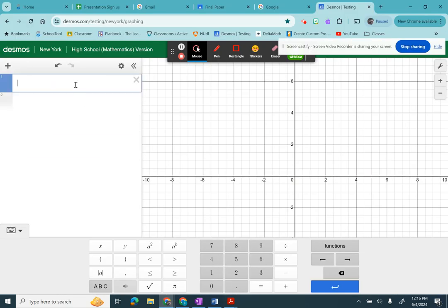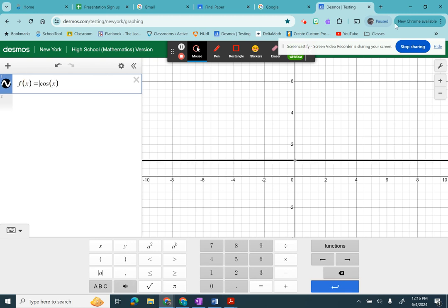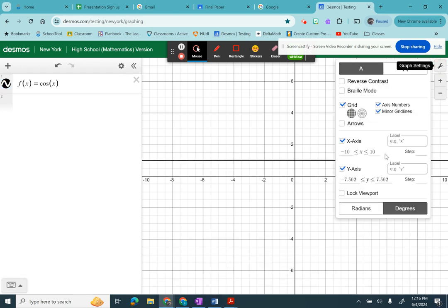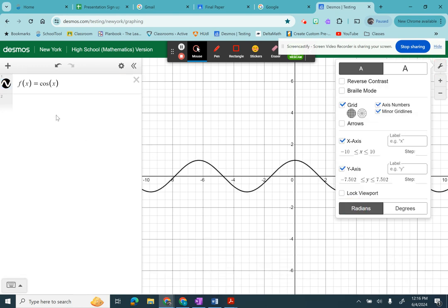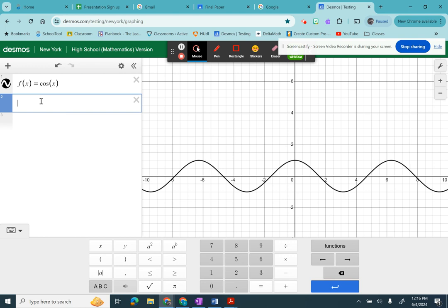So if you label a function f of x, you can make it so that it has different versions of itself. So we'll say cosine of x, equal sign would help. And remember, we're graphing trig functions, so we want to be in radians. Basically, you should be in radians for this whole test.